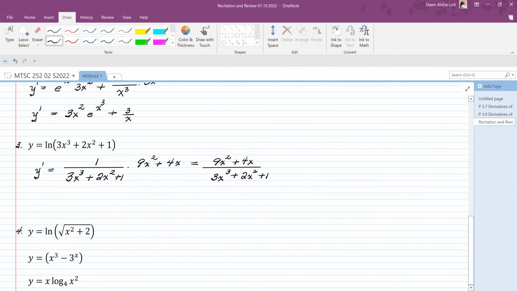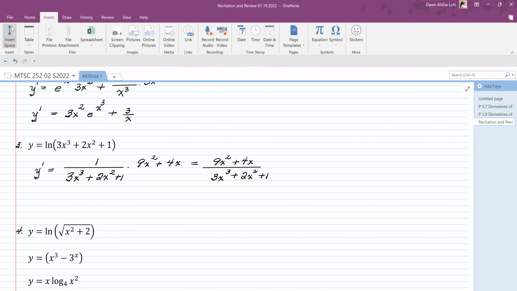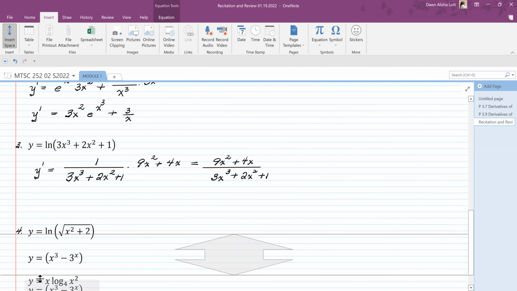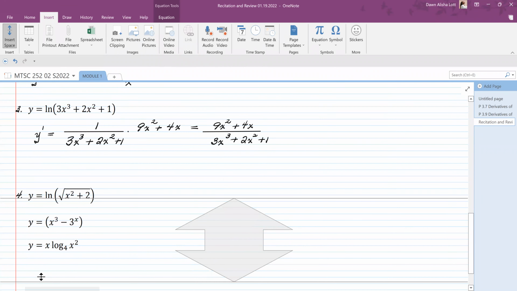All right, who wants to tackle number 4? Number 4 is a beast. It's not too many things I call a beast, but number 4 is a beast. COVID is a beast.